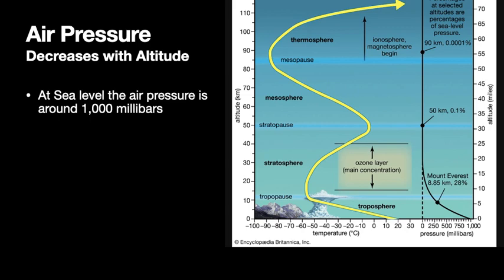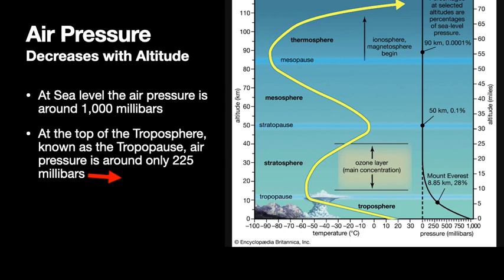How much does the air pressure decrease with altitude? Well, at sea level, air pressure is around 1,000 millibars. But on this diagram, if we go to the top of the troposphere, air pressure is around only 225 millibars. And by the way, this little pause, this little space between the troposphere and the stratosphere is called the tropopause. So at the top of the troposphere, there is this tropopause.